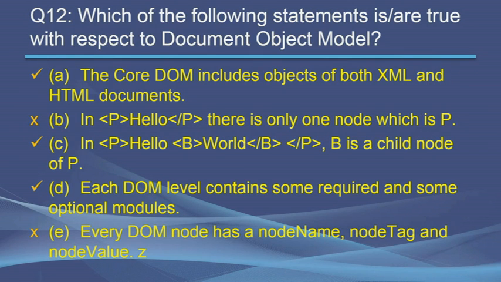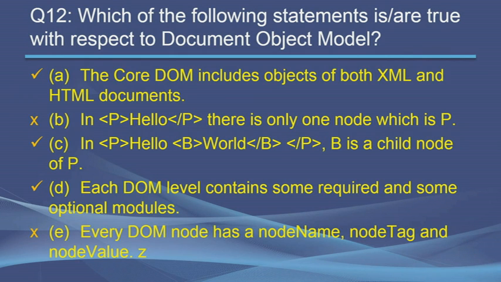If you look at D, each DOM level contains some required and some optional modules. That is true, because you don't need to include all the DOM level modules in your application or your web. Some are optional and some are required. So you can decide what needs to be included and what does not need to be included. So all modules are not compulsory, some are optional. So D is also correct.